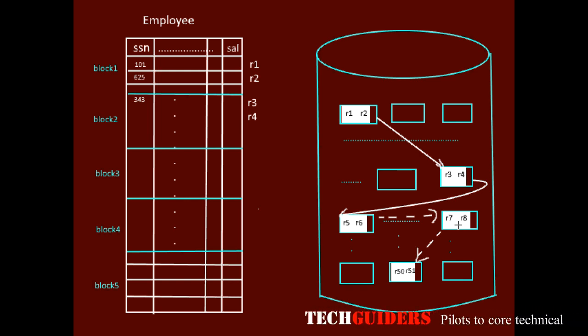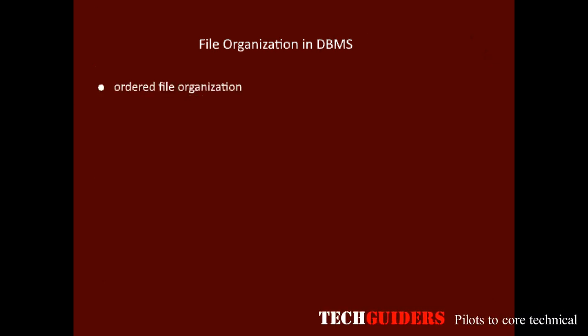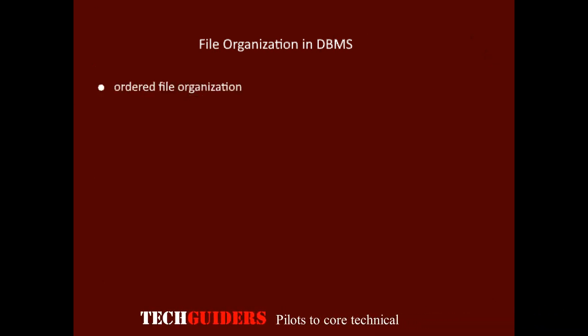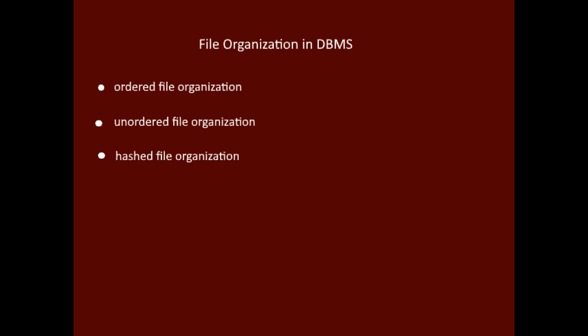Since the order of records is not significant for the set, but the decision regarding this order can make the data access efficient, there are three basic file organizations. One is ordered file organization, then unordered file organization, finally hashed file organization.